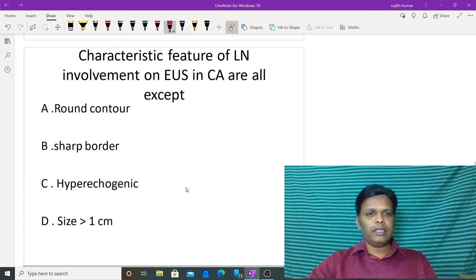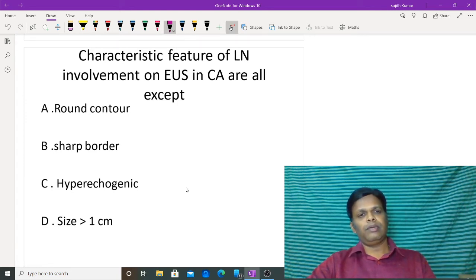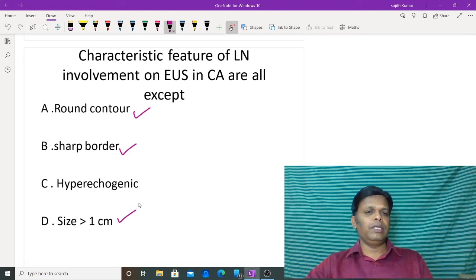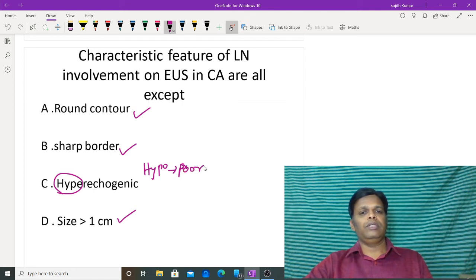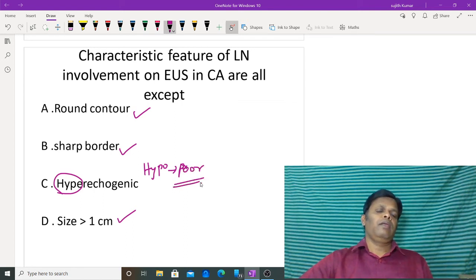Next question: the characteristic features of lymph node involvement on endoscopic ultrasound in carcinoma are all except. So these are the features. Round contour will be there. Sharp borders and size more than 1 centimeter will also be there. But it is not hyperechogenic. You will get a hypoechogenic lesion, that is a poor echogenic lesion. So the answer for this question is hyperechogenic.